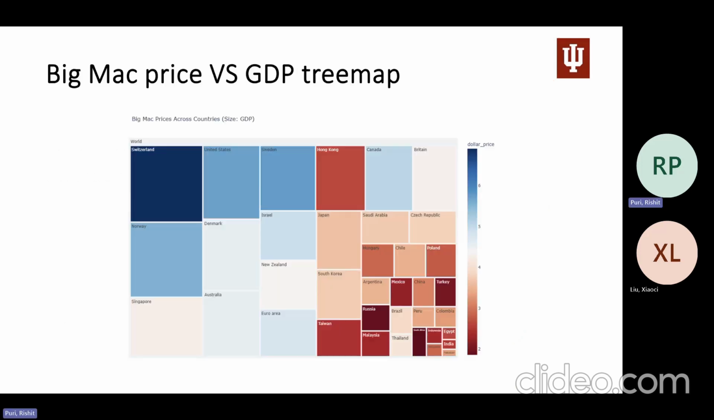The following figure is known as a tree map, which basically shows the distribution of Big Mac prices versus the GDP. The size of each square is basically the GDP of the country, and the color coding in this particular figure is the dollar price of the Big Mac in that particular country. It can be seen that countries like Switzerland, United States, Norway, and Sweden have a high GDP and higher Big Mac prices compared to certain Asian countries like South Korea, Japan, and India.